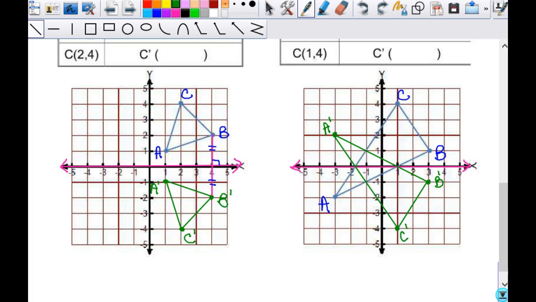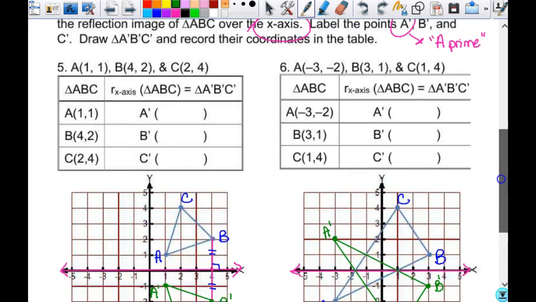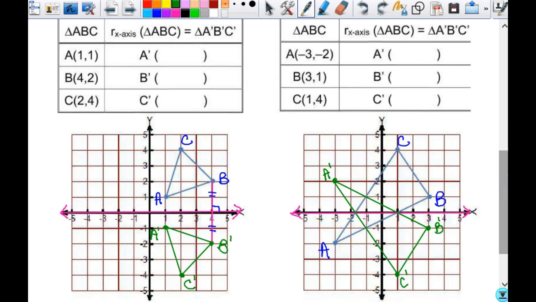Now I want you to take what you have, and you are going to go ahead and get these points and write them into this little chart up here, what your image points are for the prime points. We're going to talk about it in a minute as soon as you fill it all out.